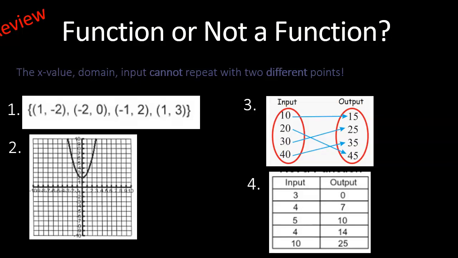So for number one, again, we're going to focus on our x values. So I have 1, -2, -1, and 1. So I have 1 with -2 and 1 with 3. This is not a function.